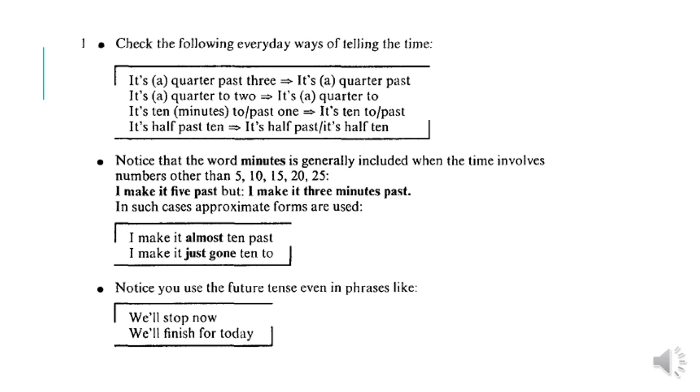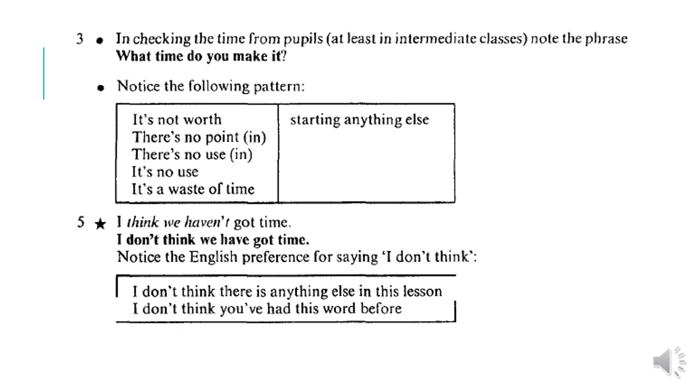In such cases, approximate forms are used. For example, I make it almost 10 past. I make it just gone 10 to. Notice you use the future tense even in phrases like "we'll stop now", "we'll finish for today". In checking the time with pupils, at least in intermediate classes, note the phrase "what time do you make it?"